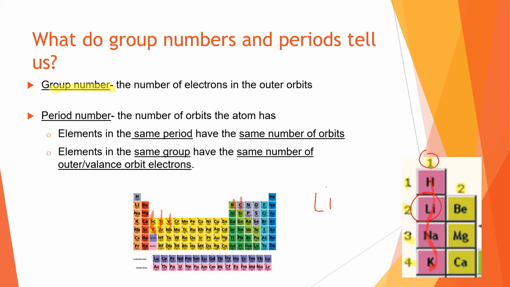Based on where the element is located, the group number is going to tell you the number of electrons in the outer shell, and the period number is going to tell you the number of orbits that that element has. So elements in the same group, the vertical groups, are going to have the same number of valence electrons, and elements in the same horizontal rows, in the same periods, are going to have the same number of orbits in their Bohr-Rutherford diagram. This is important because it is going to help us with our Lewis dot diagrams.